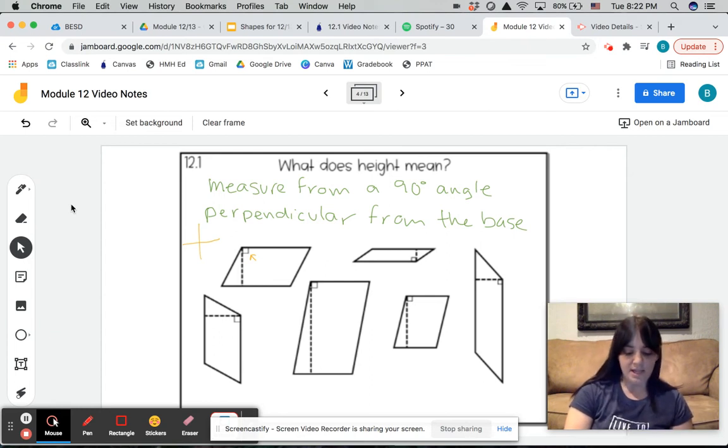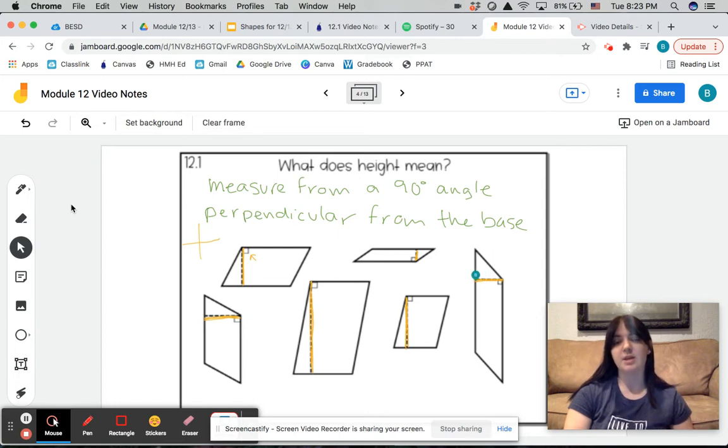Crossing each other at exactly 90 degrees. So we have our base along the bottom, but this is our height right here. This is our height of this parallelogram. This is our height of this parallelogram. We have our little height right here of this parallelogram. This height right here, and this height right here. So those are all of our heights.